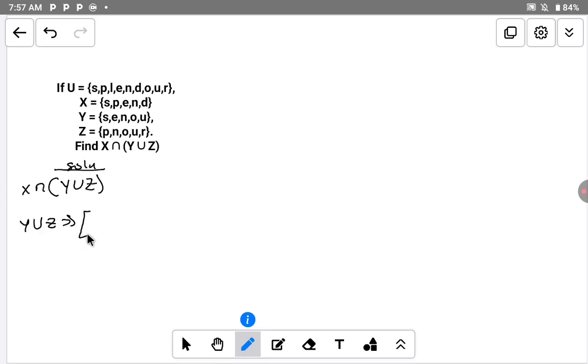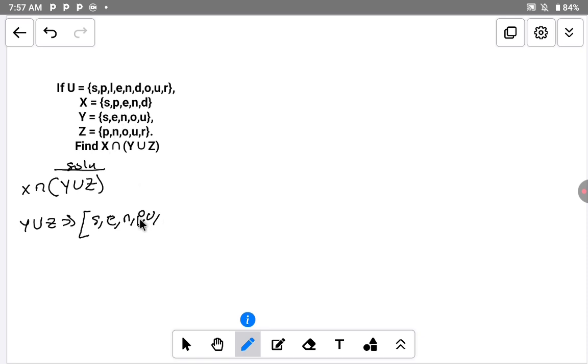So now, let's take the elements we have in Y and Z. Here we have S. We have E. And we have N. They both have N. So we write N. Also in this place we have P. And if you look at this page now, we have O. O is common to both sides. So we write O.